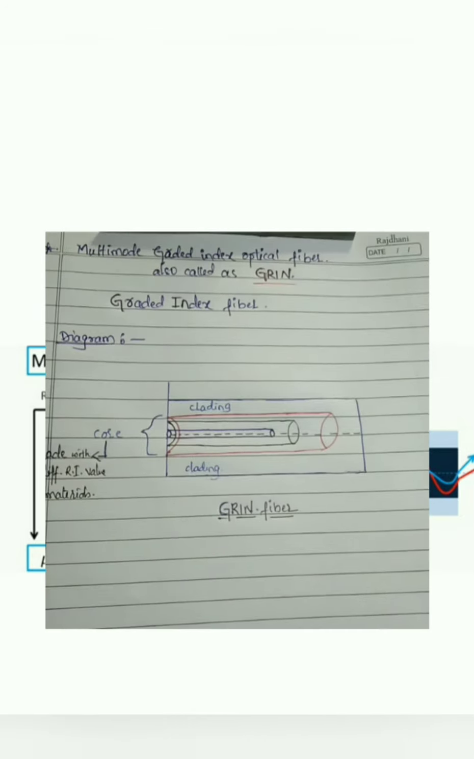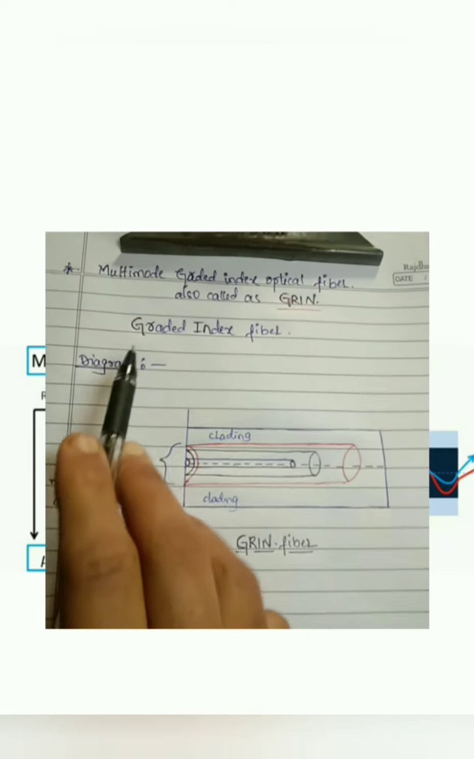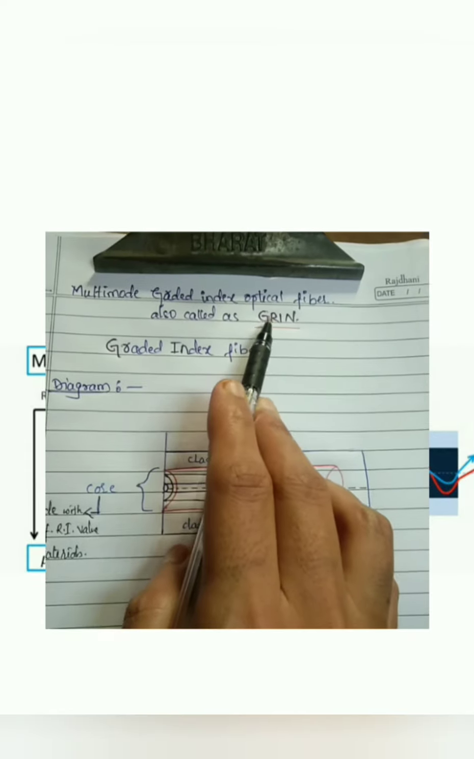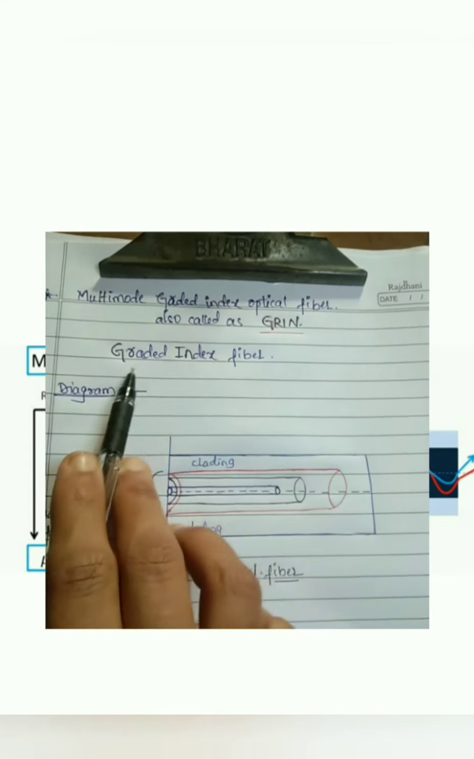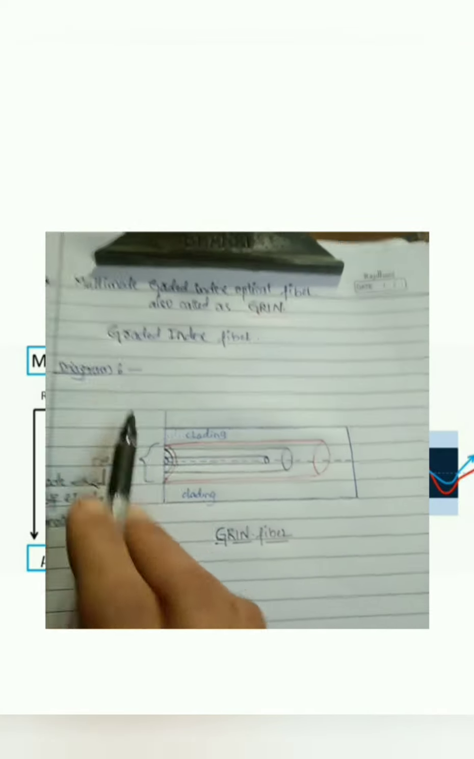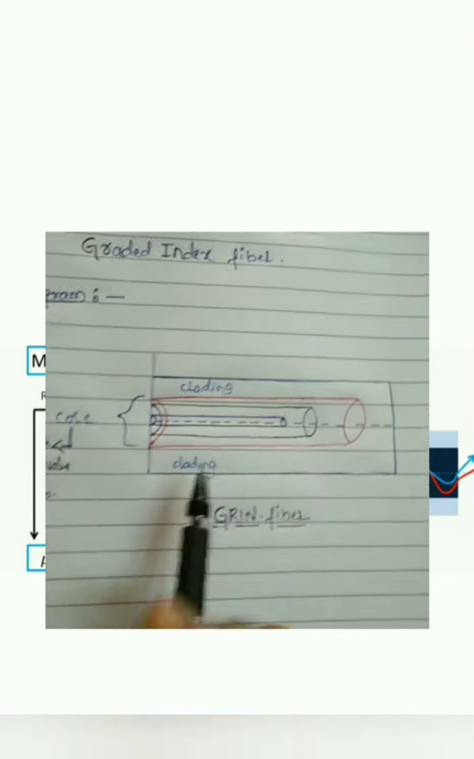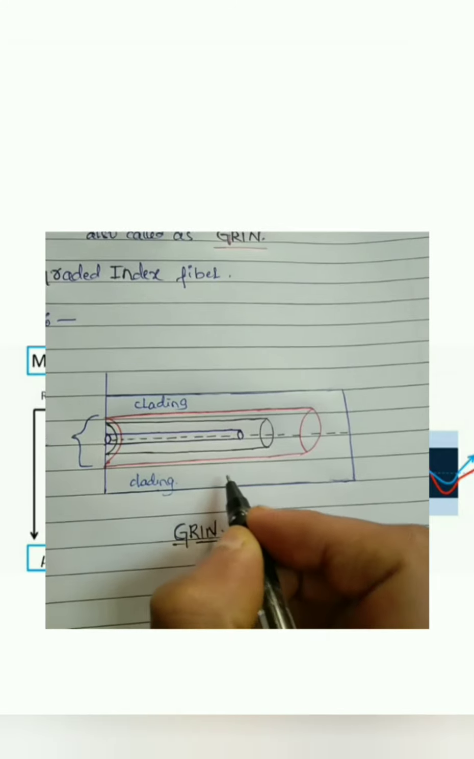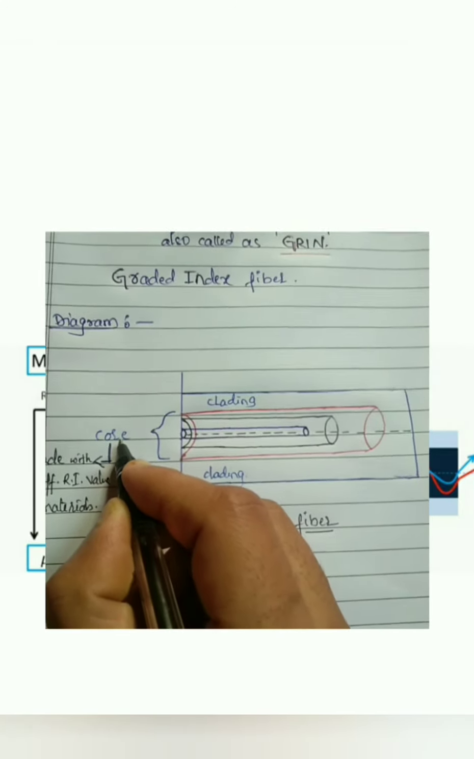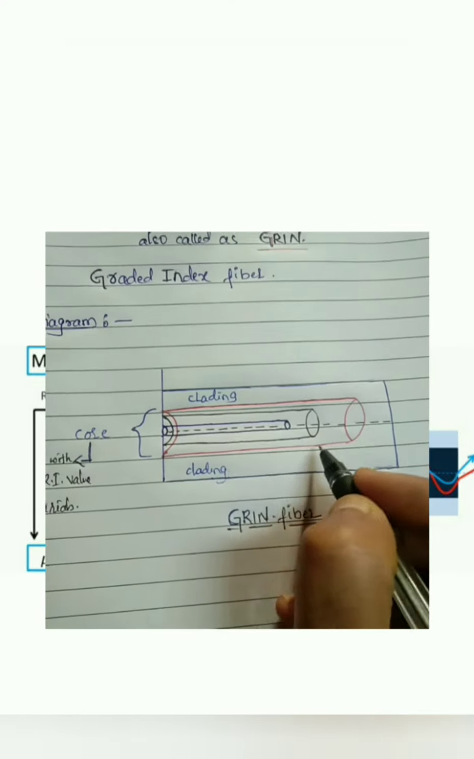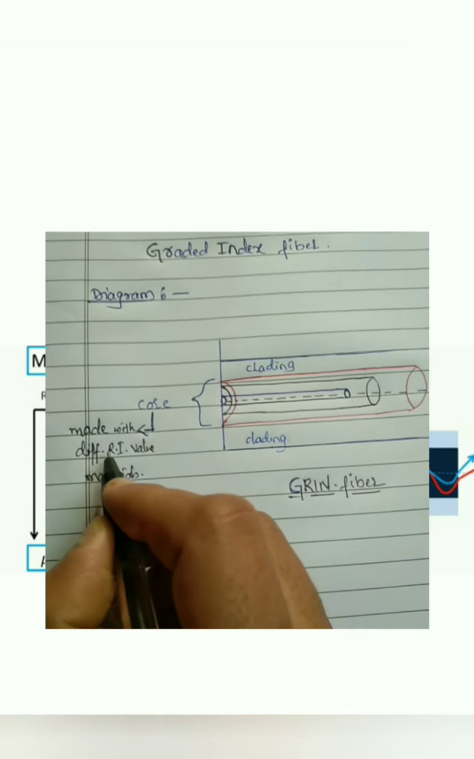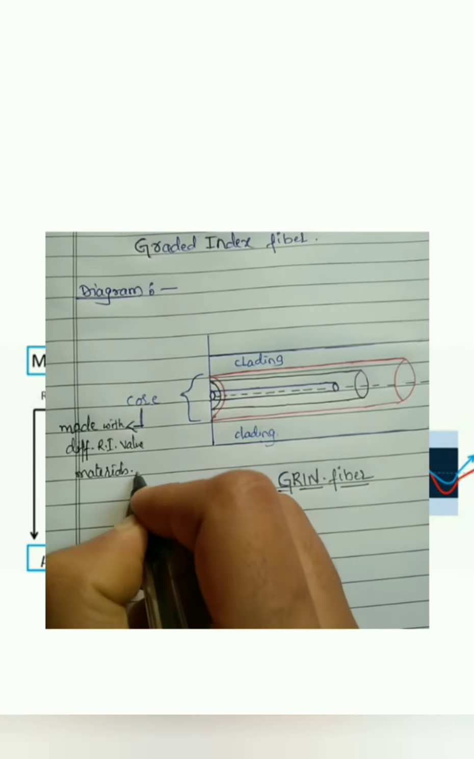You see friends, this is called multimode graded index optical fiber, also called GRIN, G-R-I-N, graded index fiber or graded index optical fiber diagram. See, this is a very important and very interesting diagram. From here to here, this is called the core. Why is this a big core? Because it is made of materials with different refractive index values.